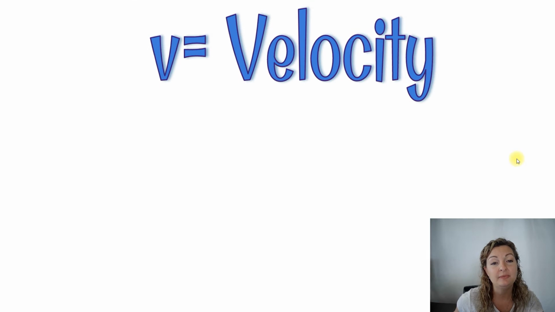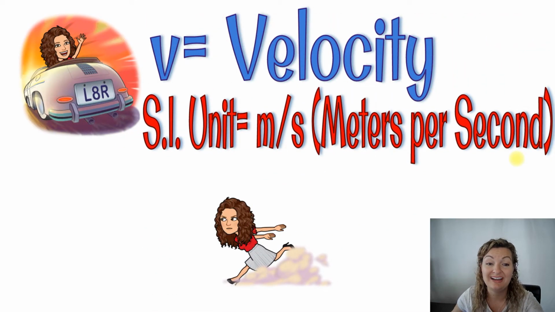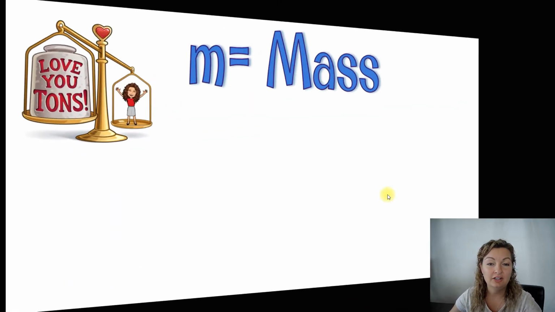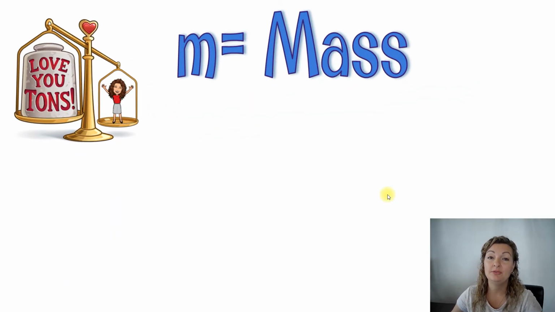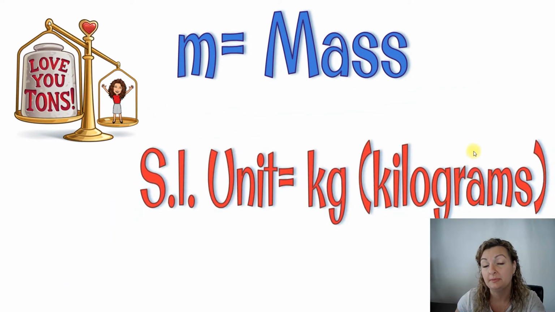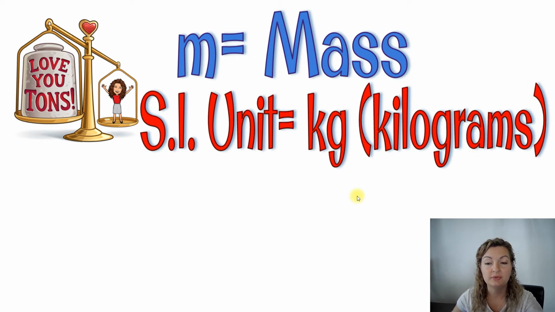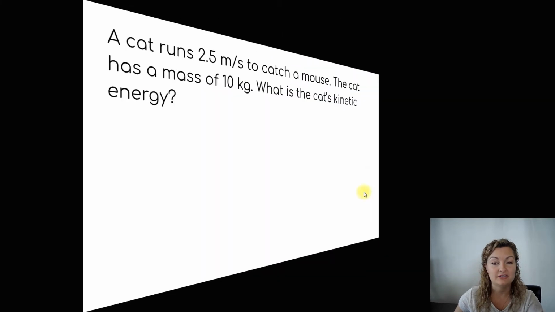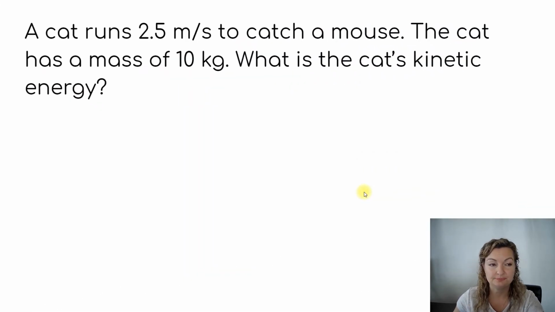Our next variable is v for velocity, and velocity is very similar to speed, right? The SI unit for velocity is going to be meters per second. Notice how we write that with our m/s, meters per second. And then our last one that we're going to look at is m for mass. That's a lowercase m. And the SI unit is going to be kilograms, which is a lowercase kg. That's the same as potential energy as well.